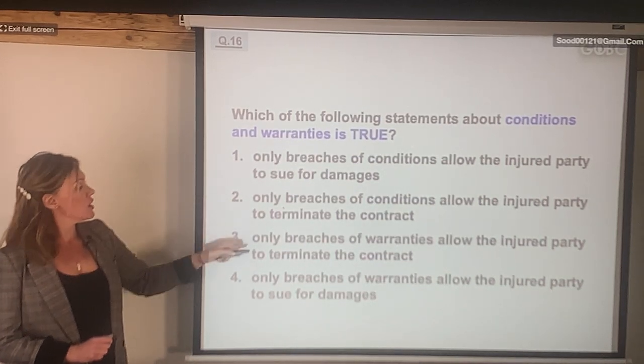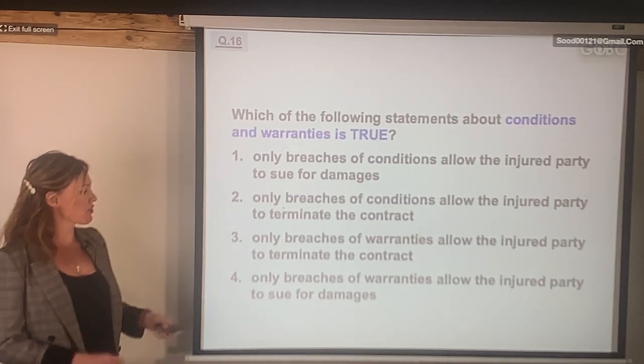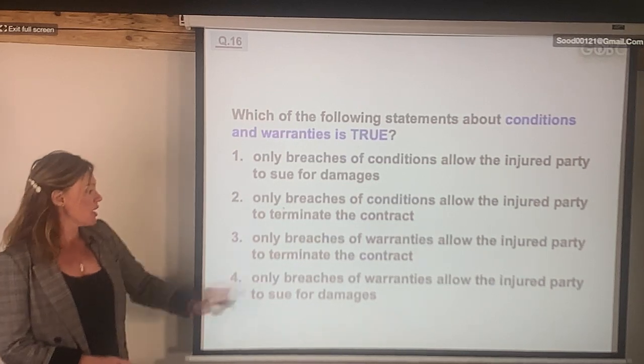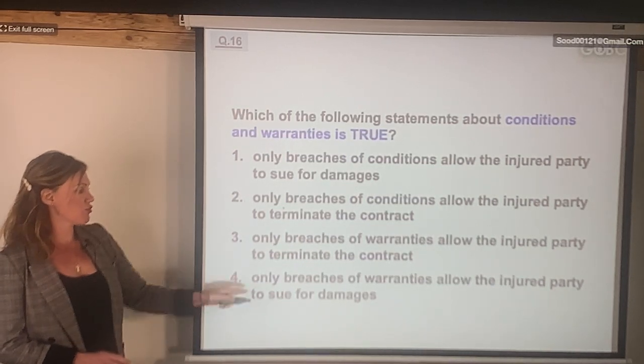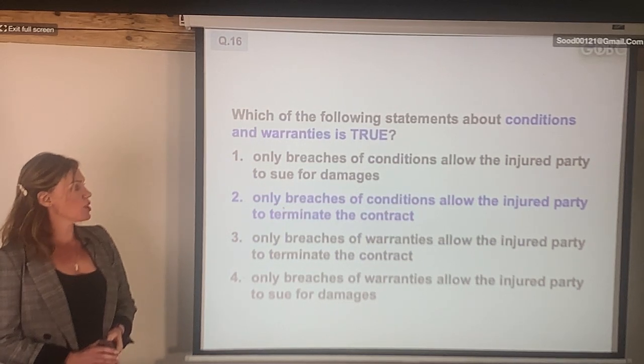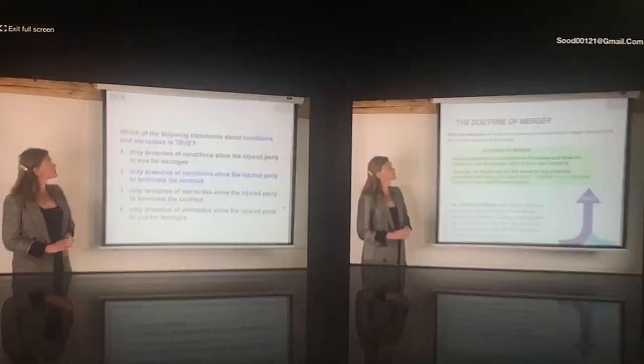Okay, that sounds good. Option 3, only. You see how they all have only? So you see which one is the best one. So option 2 so far is good. Only breaches of warranties allow the injured party to terminate. So warranty does not terminate, so that's out. And only breaches of the warranties allow the injured party to sue for damages, right? No, damages come with both. So option 2 is the one that you want to choose in here, right? Only the breaches of the condition allow the injured party to terminate. So condition can terminate the contract.